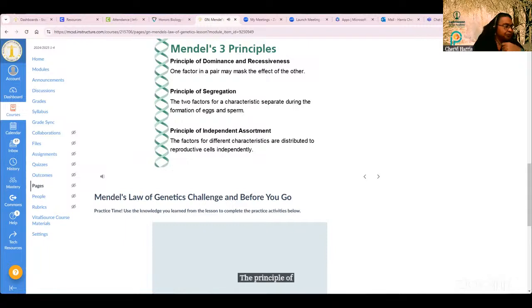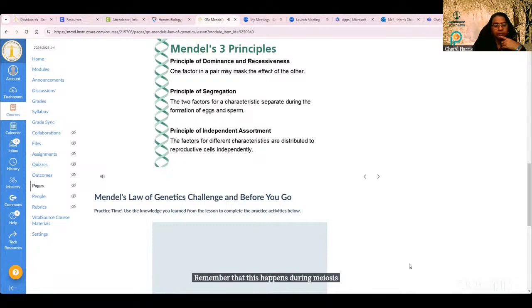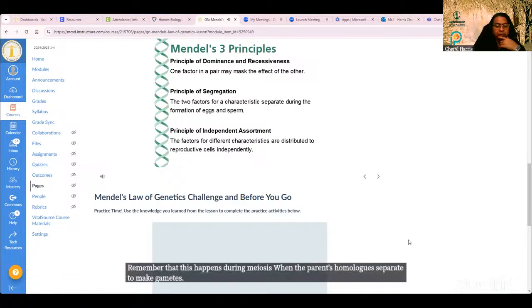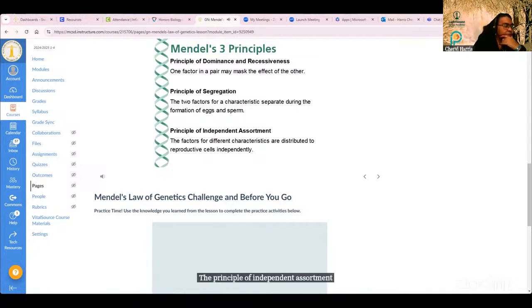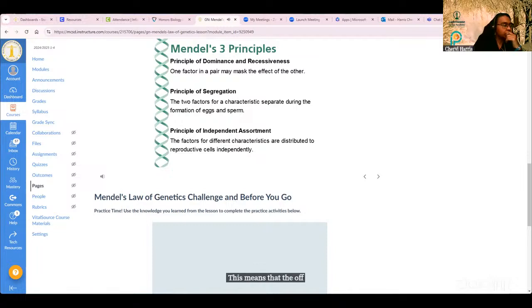The principle of segregation states that the two factors for a trait separate during the formation of eggs and sperm. Remember that this happens during meiosis when the parents' homologs separate to make gametes. The principle of independent assortment states that the factors for different traits are distributed to the reproductive cells independently of each other. This means that the offspring inherit a random mixture of the different traits that are present in their parents.